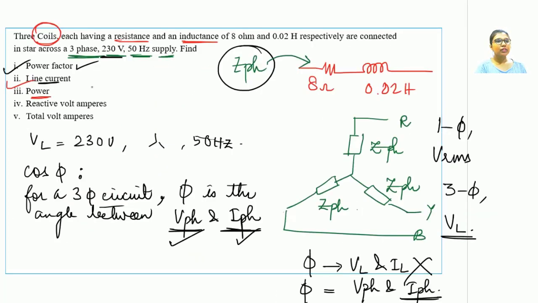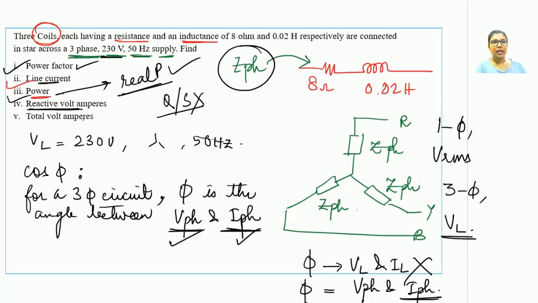But there is one more thing. It's mentioned here just power. Nothing else has been mentioned. So one has to understand that by power, it refers to the real power. Power will never be referred to as reactive power or apparent power. Power means it is always the real power. Now coming to the next bit, which is reactive volt amperes. So the question is asking us to figure out the value of the reactive power.